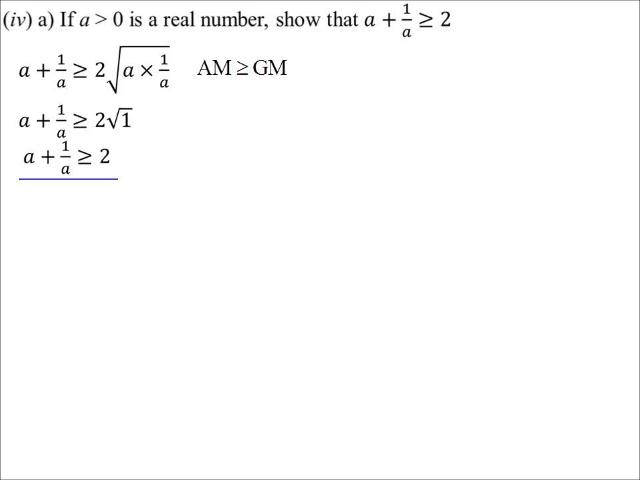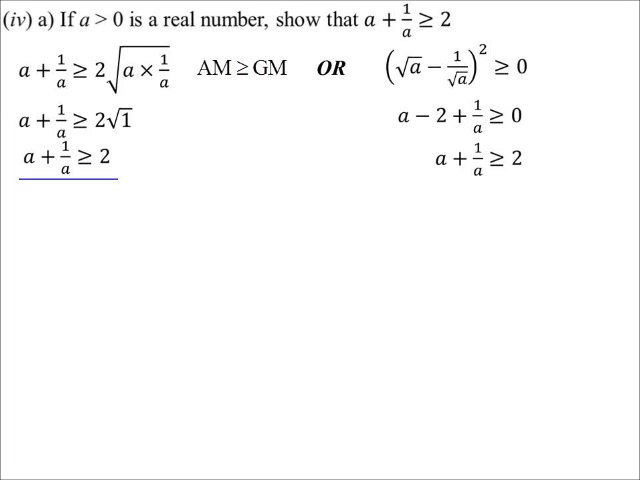Another way I could have done it, I could have started with a known statement. I know that the square root of A minus 1 on the square root of A, squared, is always going to be positive. And so if I expand that out and then move the 2 over, again I get the result. That's another way I could have solved that one.